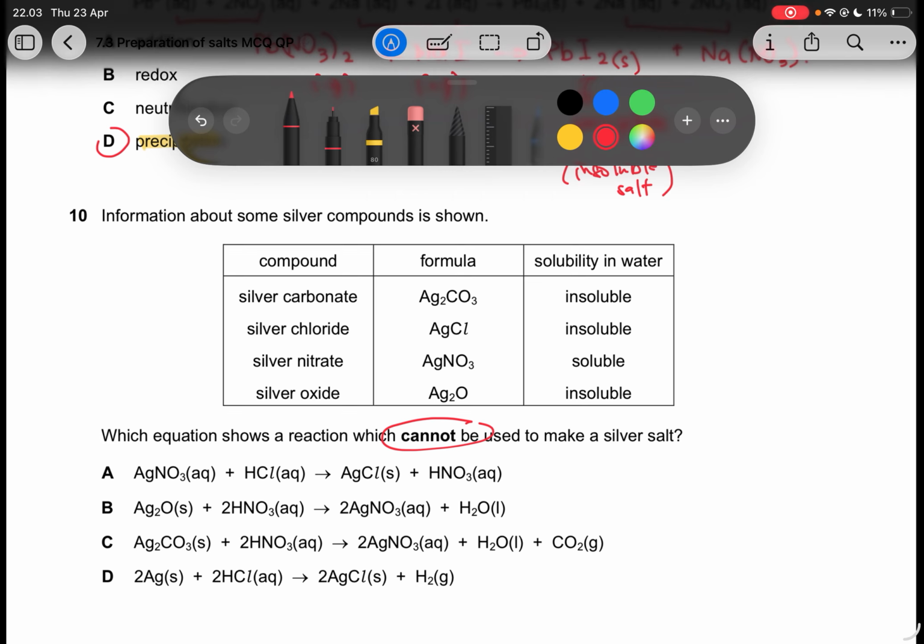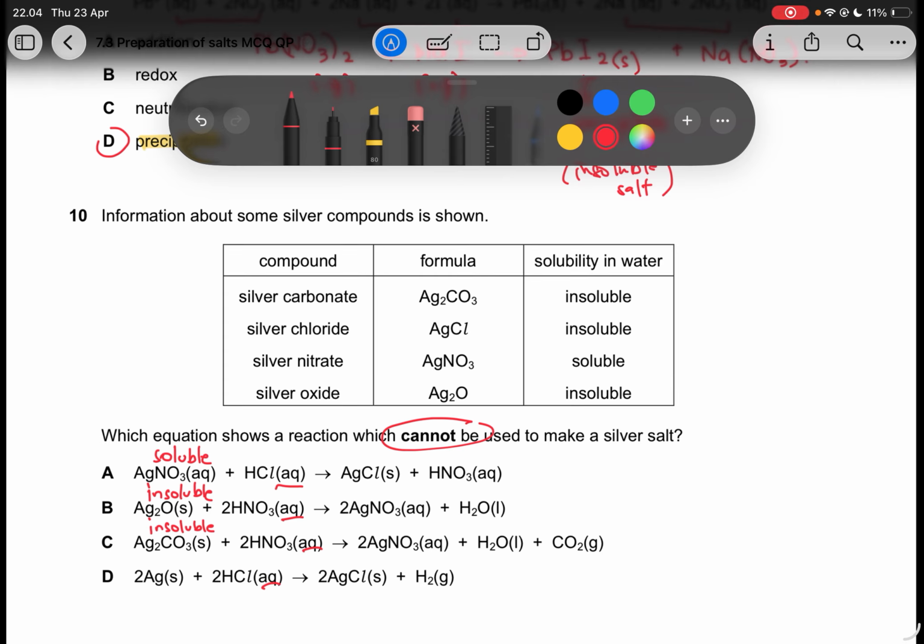We all know that our aqueous solutions are all soluble. So just identify the silver. Silver nitrate is soluble. Silver oxide is insoluble. That's why it's solid. Silver carbonate is also insoluble. So you see it has a solid sign. And silver is solid as well.